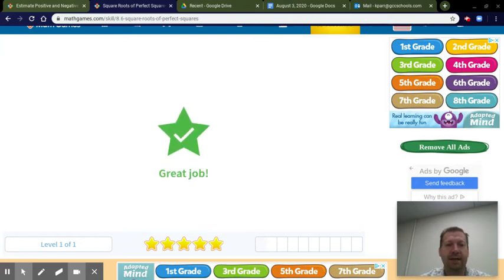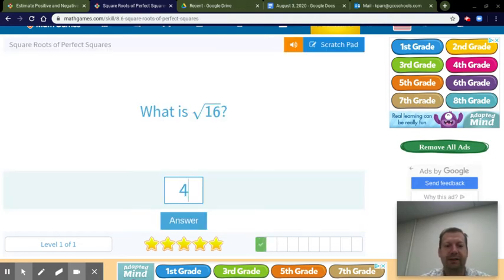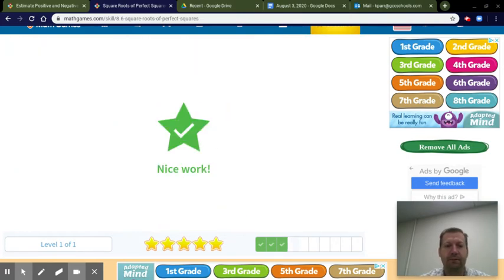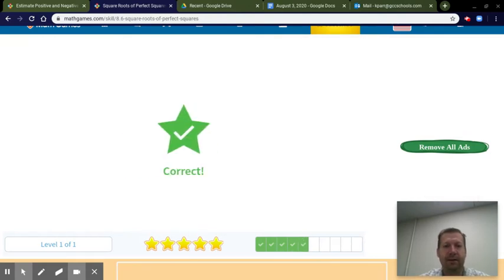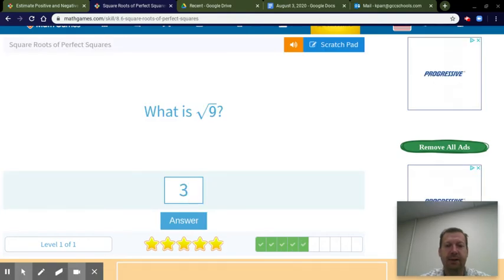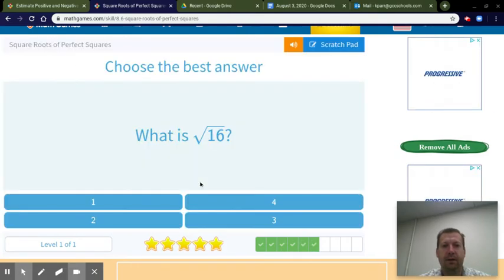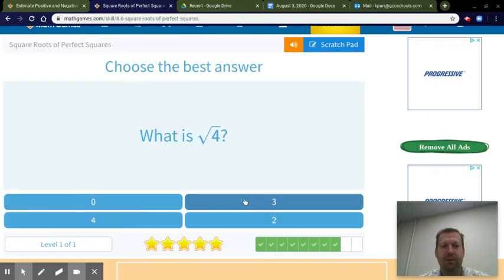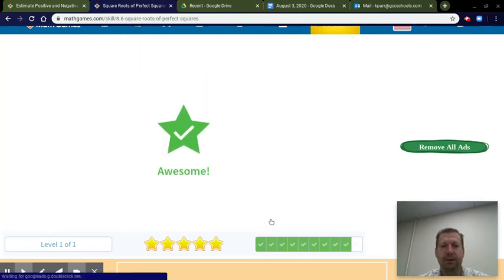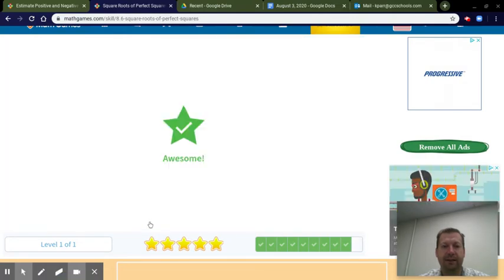So the square root of 81 is 9. Square root of 16 is 4. Square root of 1 is 1 because 1 times 1 equals 1. Square root of 144 is 12. Square root of 100 is 10. Square root of 9 is 3. Square root of 16 is 4. Square root of 121 is 11. Square root of 4 is 2. Square root of 64 is 8.